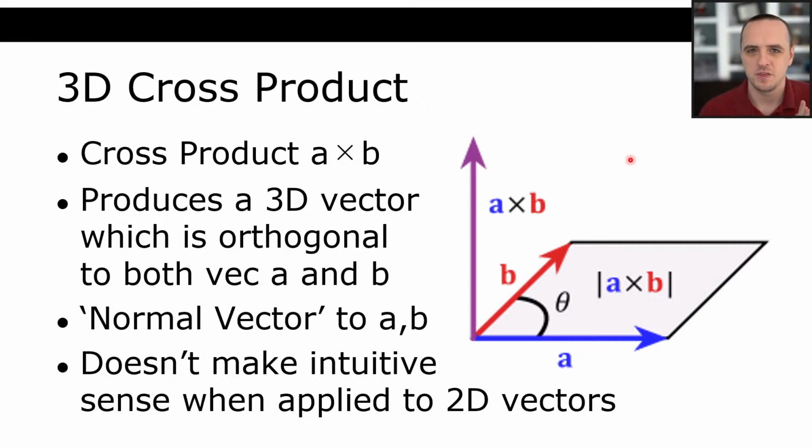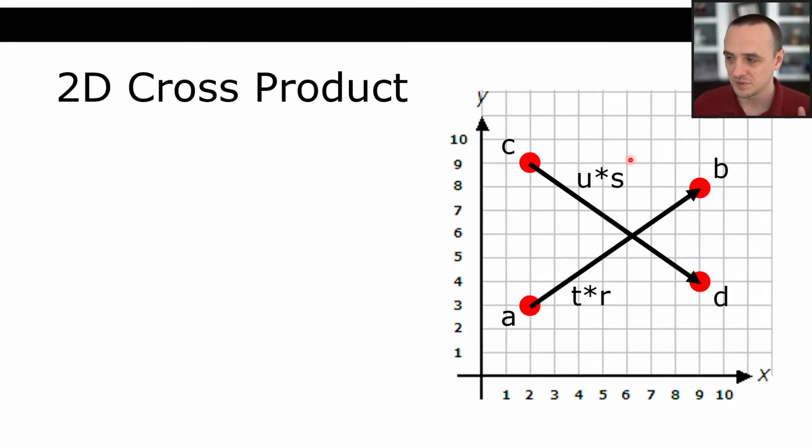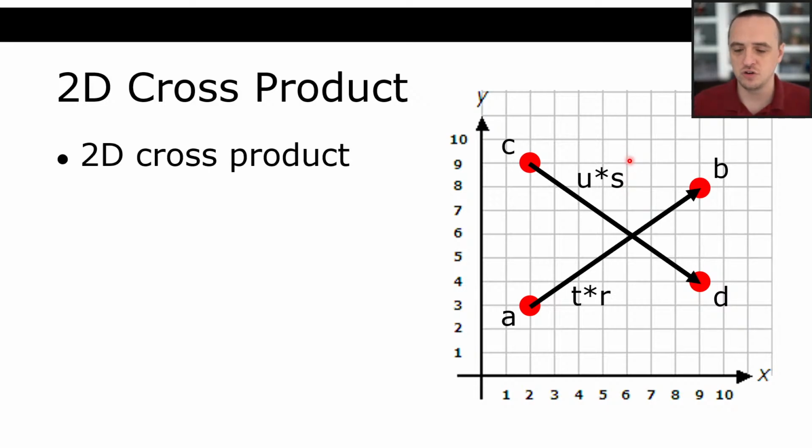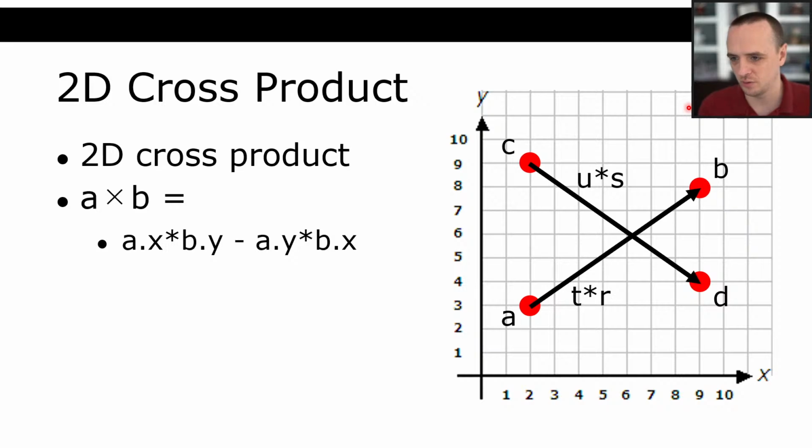But that geometric visualization doesn't make sense in 2D vectors, because what does orthogonality mean in a two-dimensional space? But we still have a mathematical definition of a 2D cross product, which has a nice property that we can actually use to help us derive T and U. So the 2D cross product, the formula is the following.